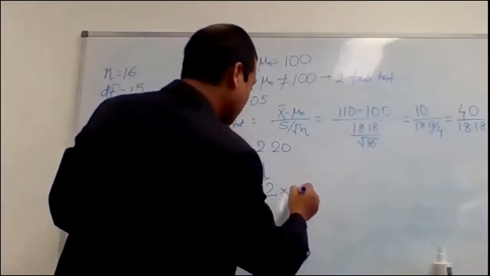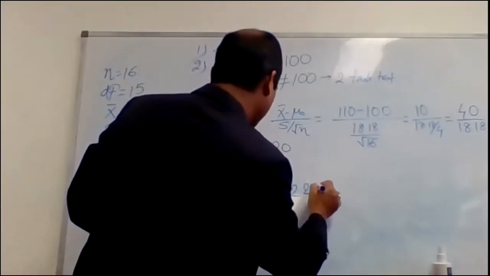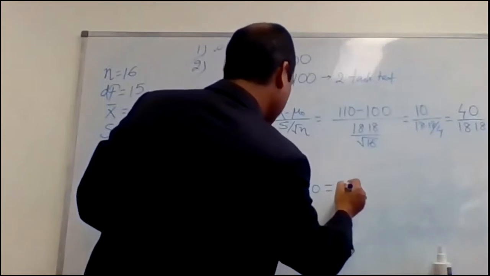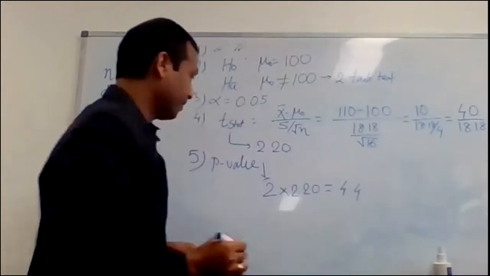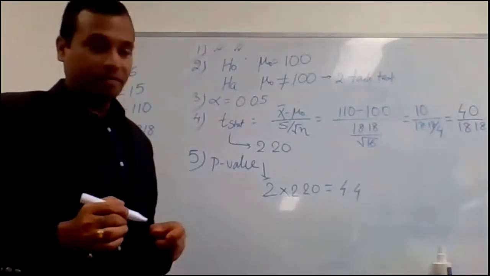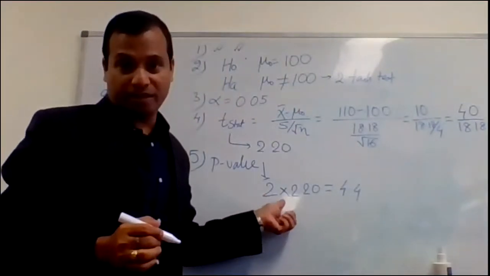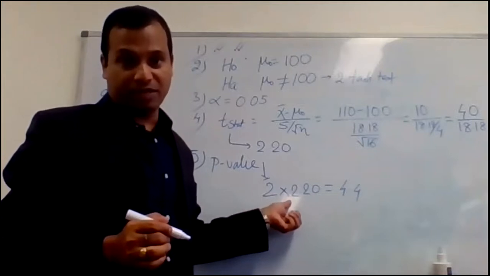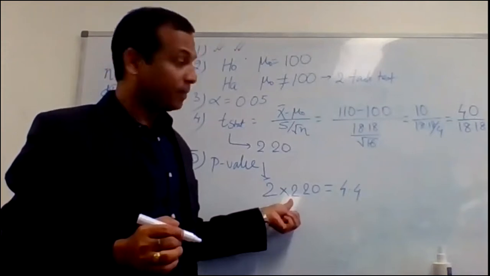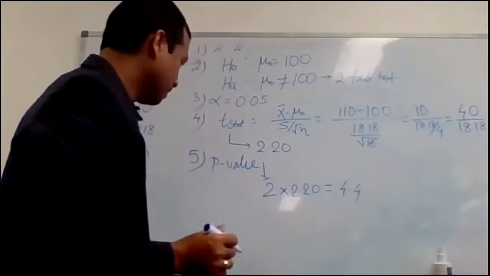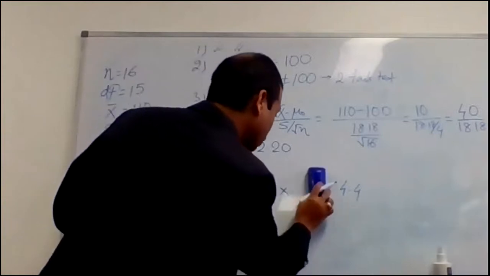So 2.20. How much will it be? 4.4. Because of the decision rule, it should be twice the t stats value. So the p-value is... Wait. The p-value you should look at.